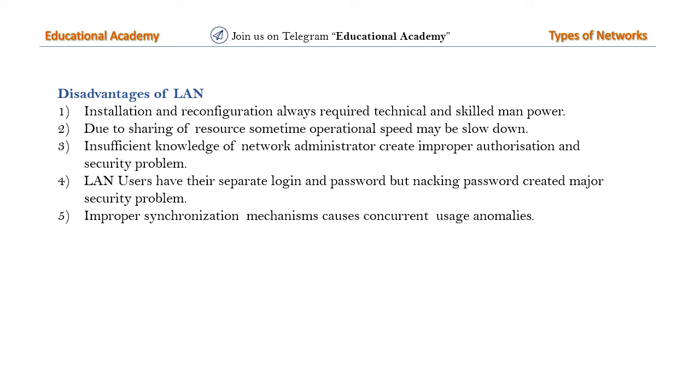Now second, due to sharing of resources, sometimes the operational speed may be slowed down. Sometimes the operational speed will decrease due to some main system fault, and if we are not connecting the wire properly, we can face that type of problem in the local area network.